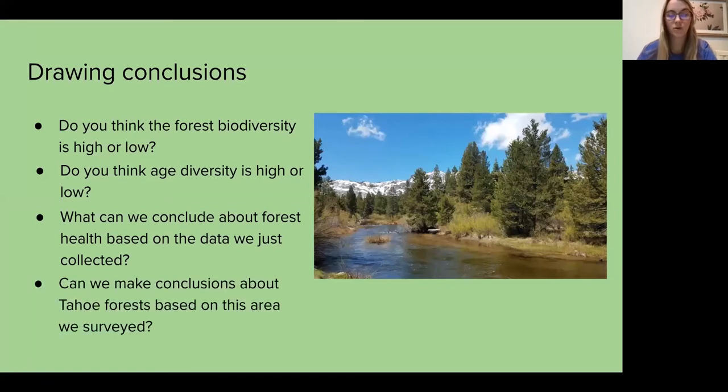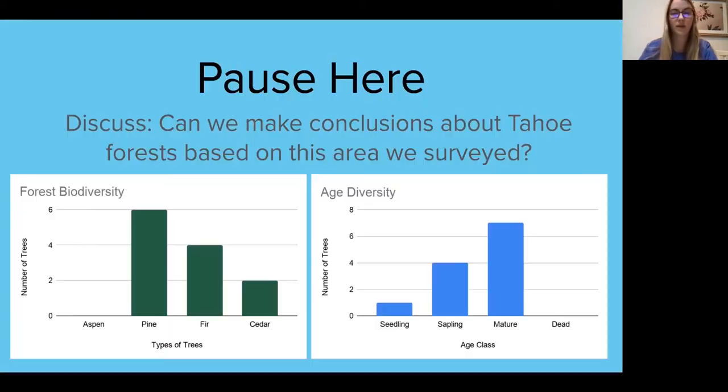So our final discussion question: can we make conclusions about Tahoe's forests based on this area we surveyed? Again, I've provided you the two graphs, and I want you to pause the video for 5 minutes and discuss or write down, can we make conclusions about Tahoe's forests based on this area we surveyed?